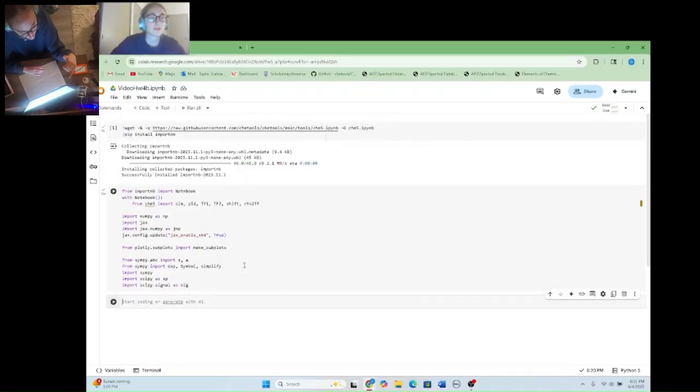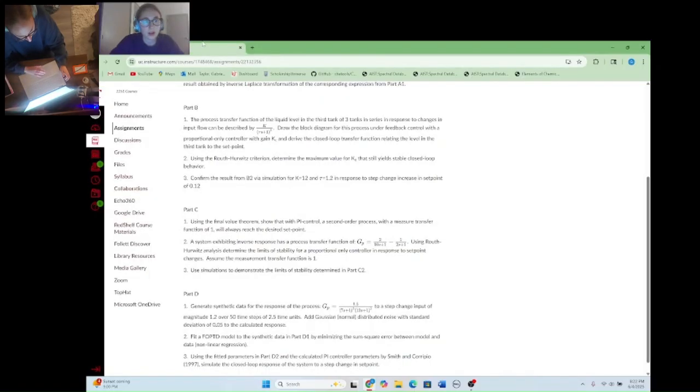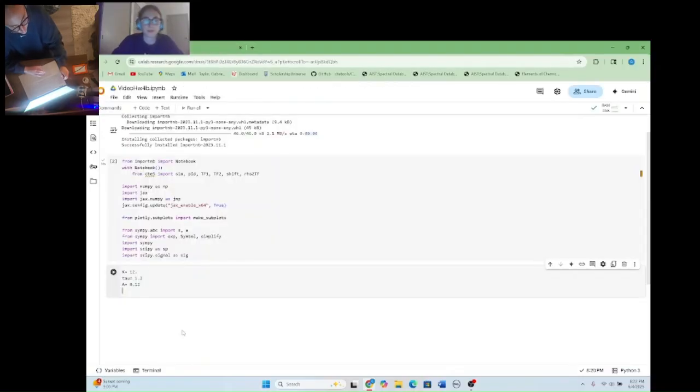I imported this from our GitHub. So the first thing we want to do is put in our initials. So our K is going to equal 12. And then our tau is going to equal 1.2. And then we know our step change is going to equal 0.2. Let's check. Yeah, 0.12, right?